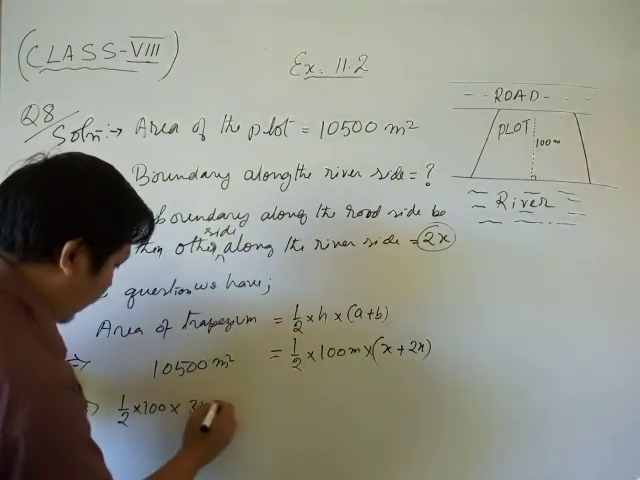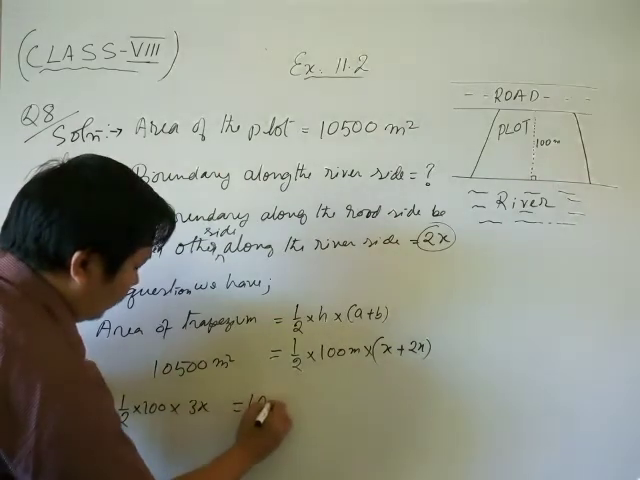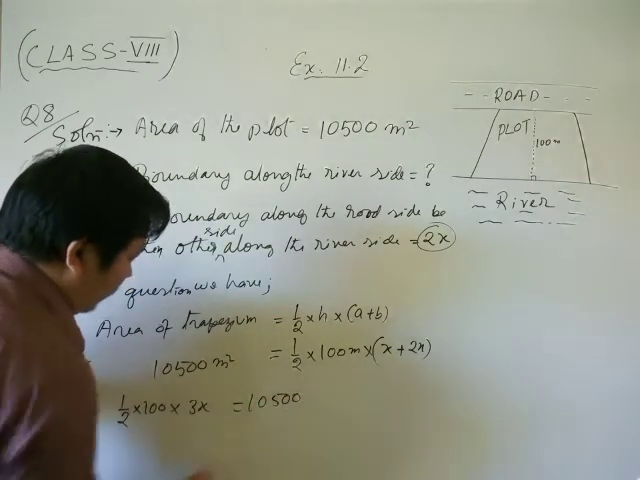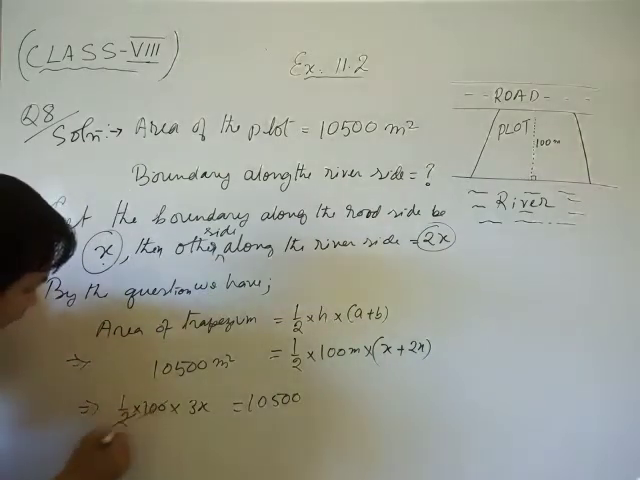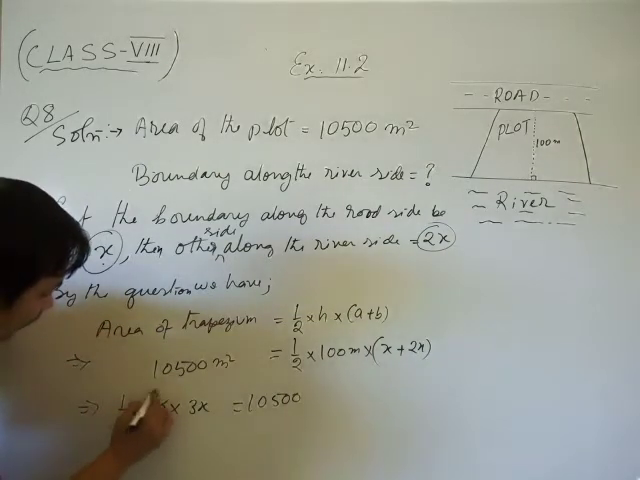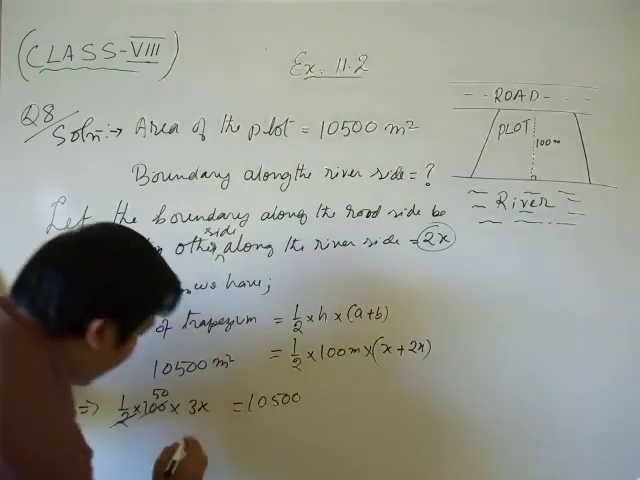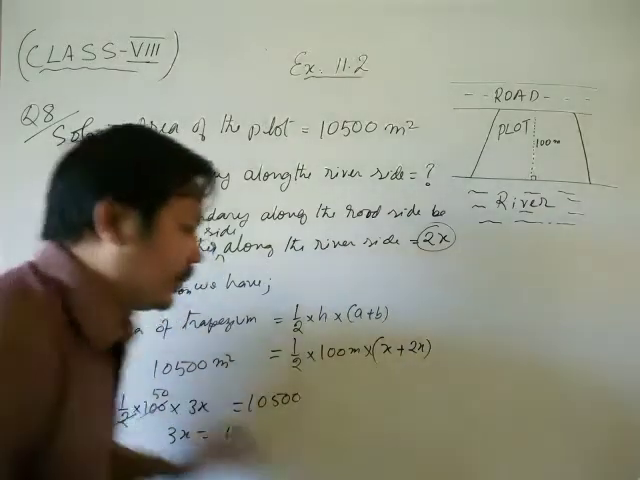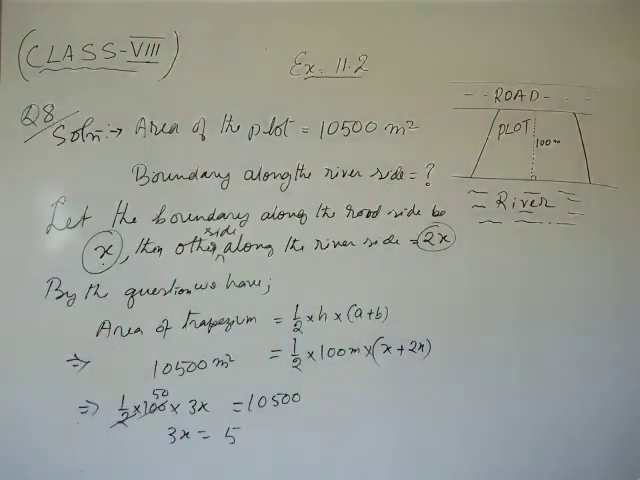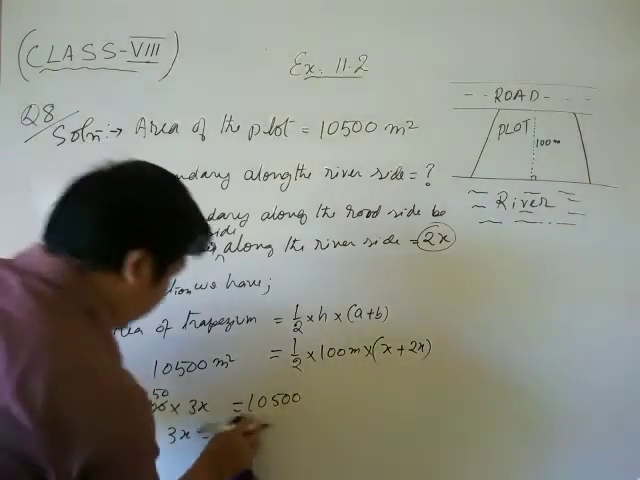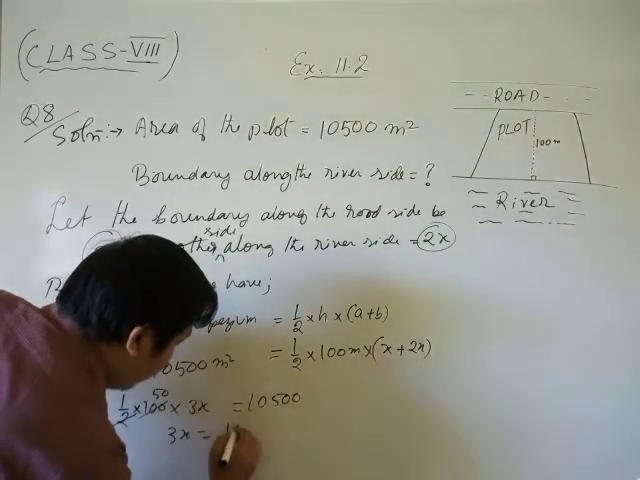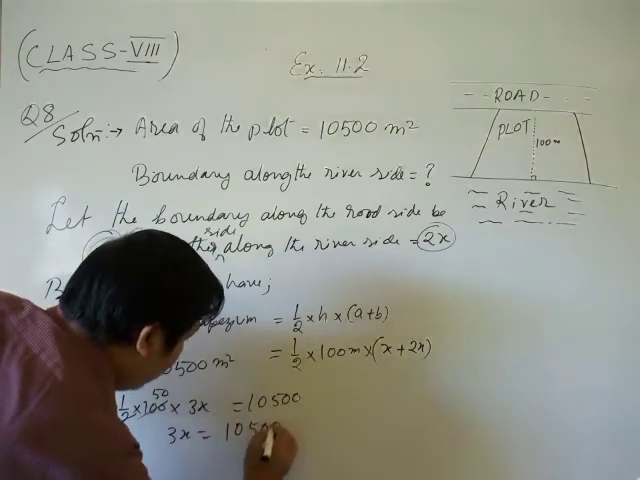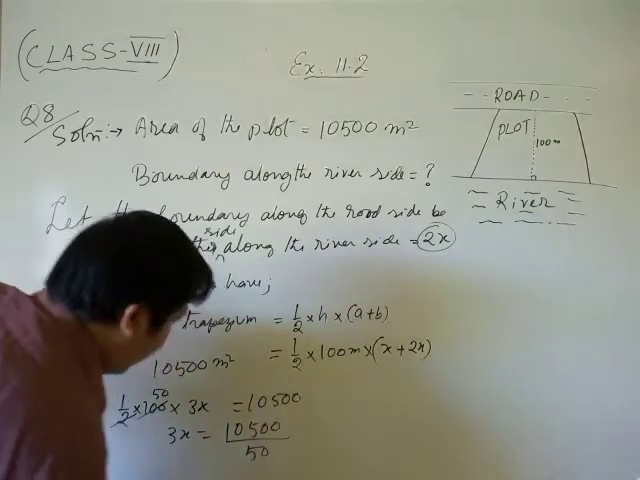Then equal to 10500. These two we can cancel. If you cancel these two, you are getting here 50. Isn't it? Yes, 50. Then you are getting here 3x is equal to 10500 divided by 50. Right.